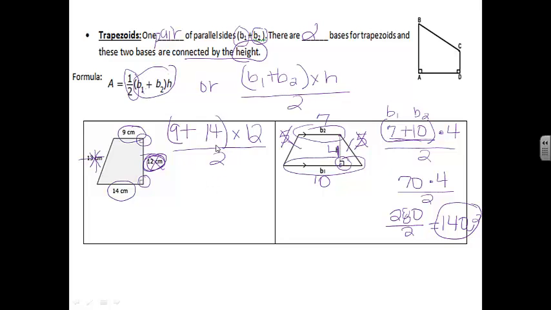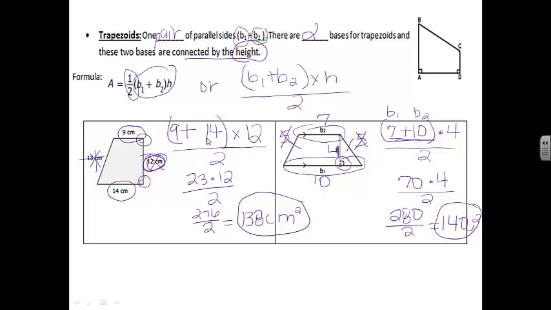Now we got it laid out for us. Do the top, and then divide everything by 2 in the end. 9 plus 14 would be 23. So 23 times 12. Divide everything by 2 in the end. So for time's sake, I'm going to go ahead and do it for you. 23 times 12 is 276. 276 divided by 2 would equal 138. Since our units are centimeters, we're going to go centimeters squared. 138 centimeters squared.